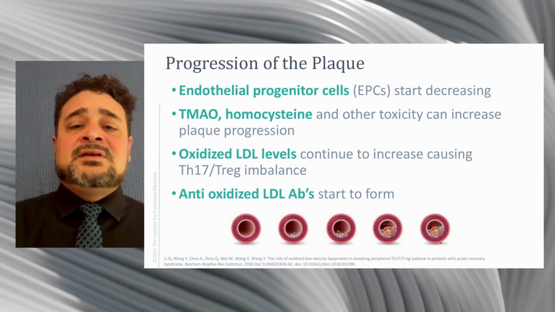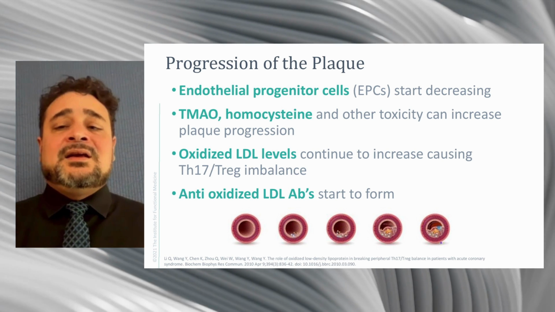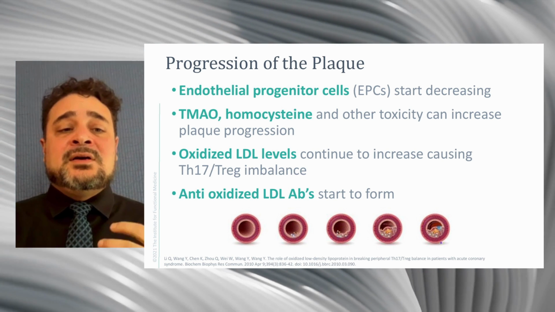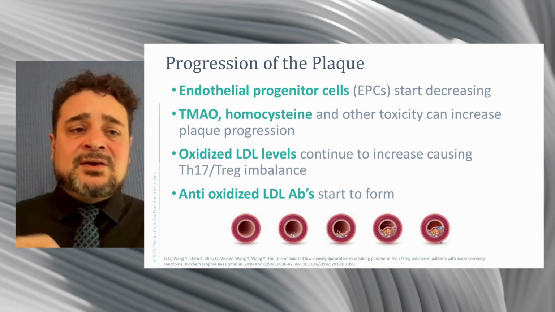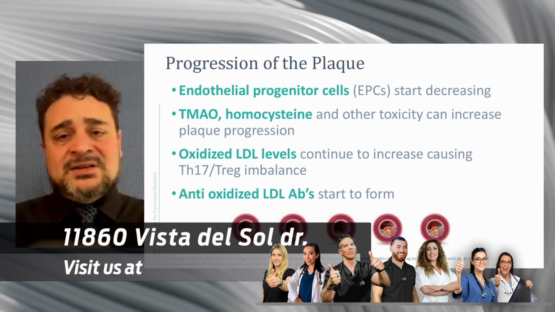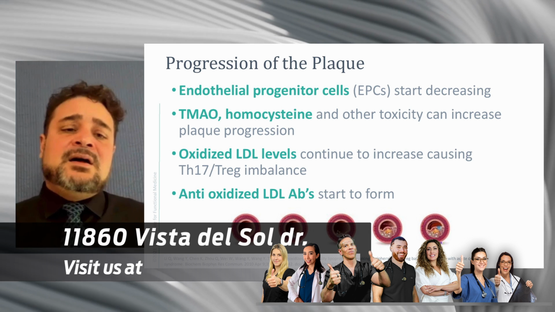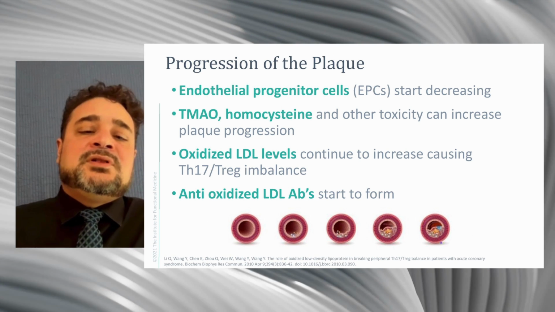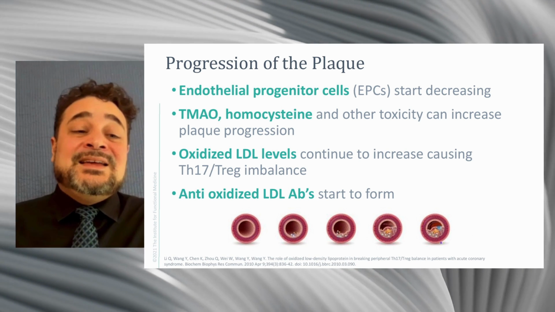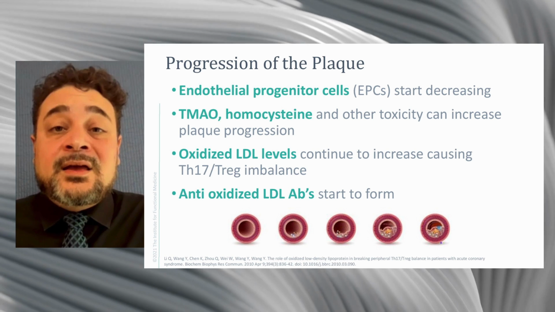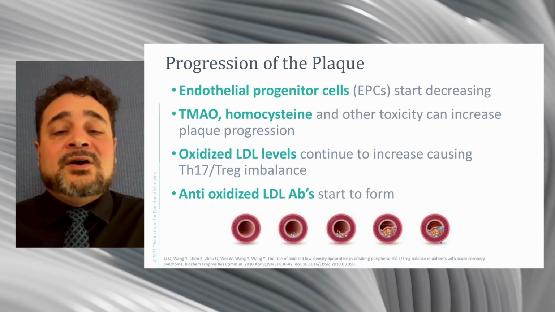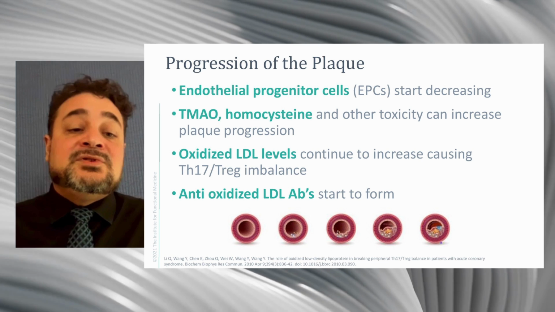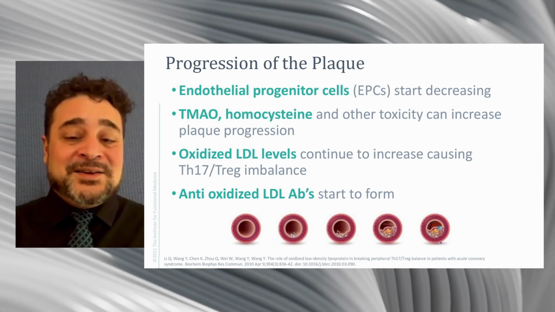Having high homocysteine and other toxins can increase the plaque progression. So you have these toxins in the blood, like TMA or homocysteine, that's going to cause it to be worse. And then oxidized LDL levels will continue to increase and cause a T helper 17 Treg imbalance. Go ahead and put in your chat box, what does it mean when you have high T helper 17 and low Tregs?